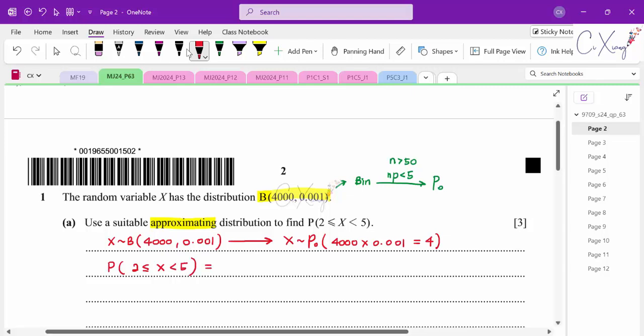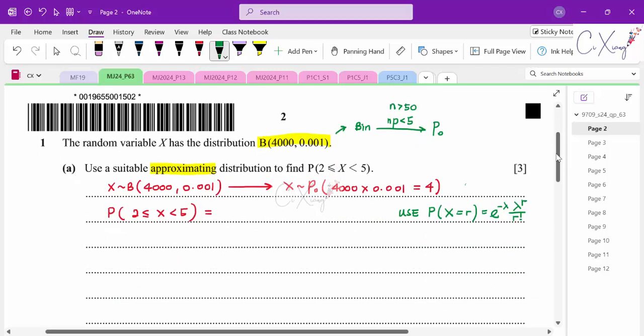Then if I want to calculate the probability for 2 until 5, including the 2 but excluding the 5, we have to use the Poisson formula now because we have changed it to Poisson distribution. The general formula for Poisson distribution is P(X = r) equals e to the negative lambda, times lambda to the power r, divided by r factorial. This is the general formula for Poisson distribution.